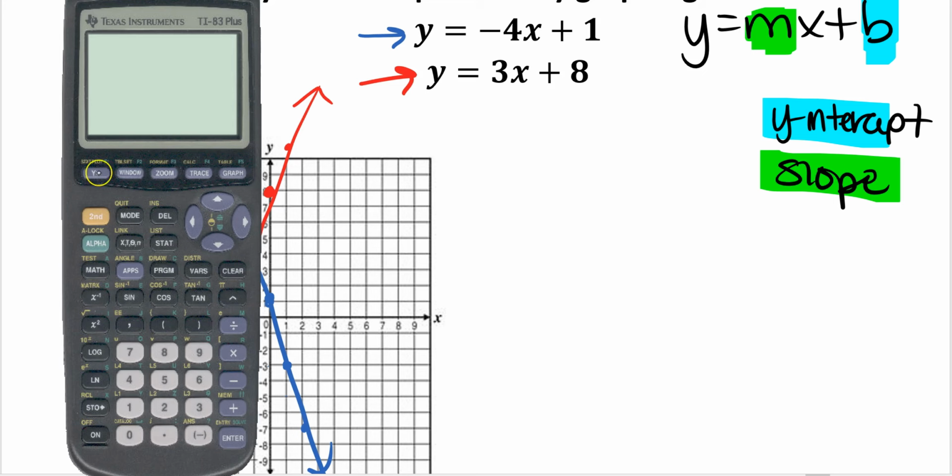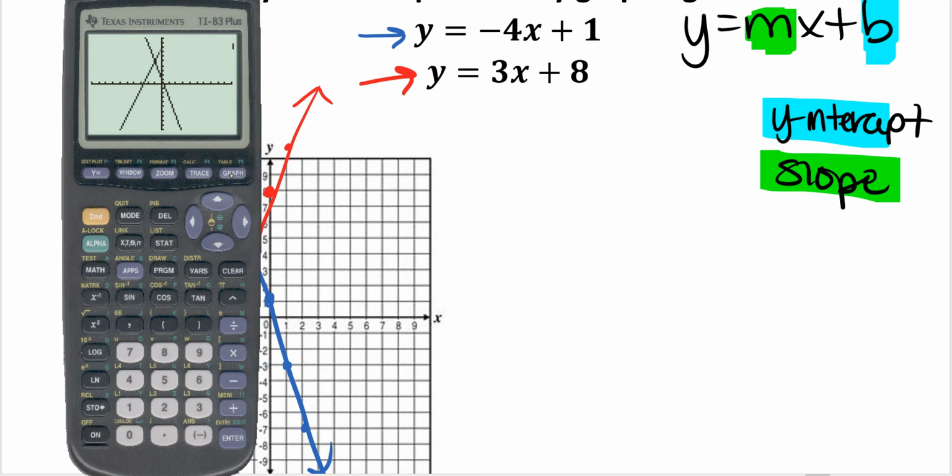So we're going to go to y equals. Let's turn it on. Y equals, so we're going to make sure our equations are in slope-intercept form first. Let's put the first equation, -4x plus 1. And then we'll go down to the second one and put 3x plus 8. Okay, now that we're ready to graph our system, we're going to press graph.